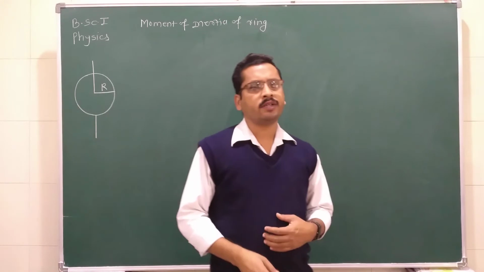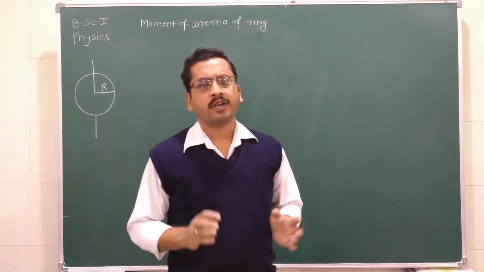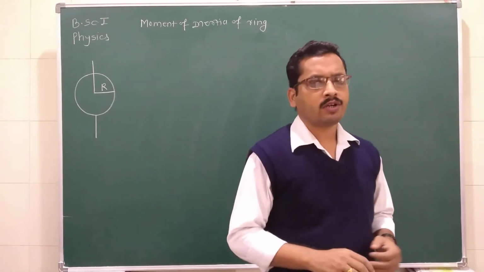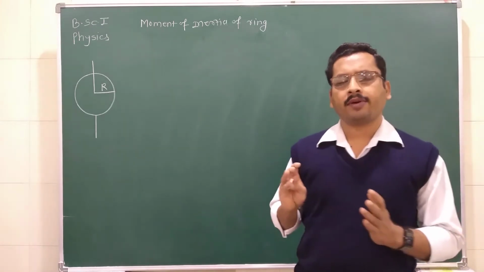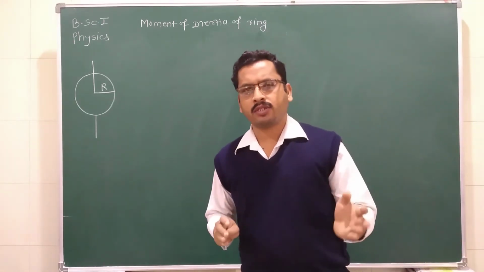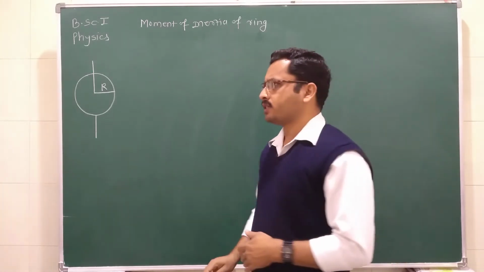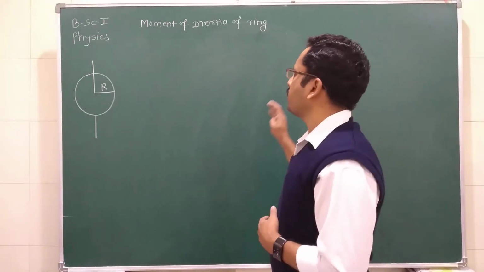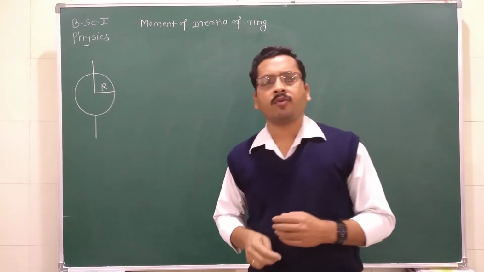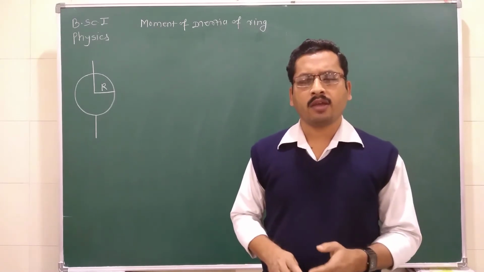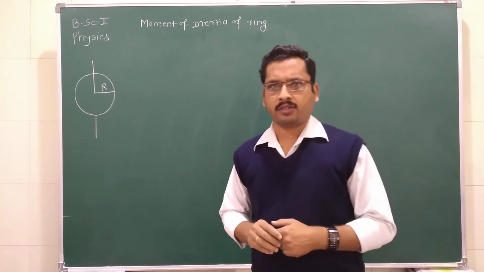Good morning students. In the last lecture we discussed the moment of inertia of the uniform rod about an axis passing through its center and one end. Today we are going to discuss another regular body, the ring, and we are going to see the moment of inertia of the ring about different axes.